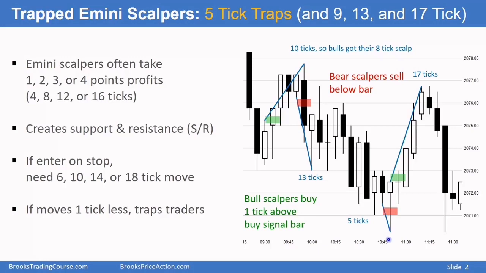It had to fall 6 ticks for them to make 1 point. It fell 5 ticks and hit their buy limit order where they wanted to take profits, did not fill most of them, and as it started to go up, they panicked and they bought. So we have a 5-tick trap and reversal.